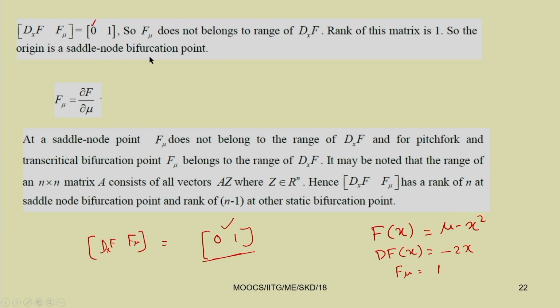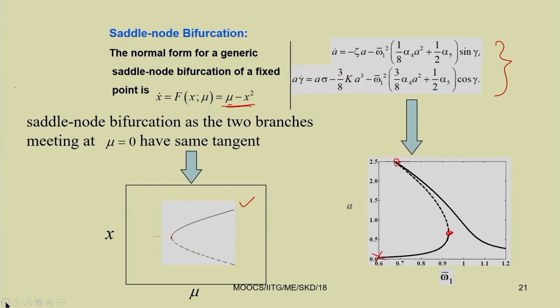The origin is the saddle node bifurcation point, at x equal to 0. So this origin is a bifurcation point. Here at this point it satisfies both the conditions at the same time.